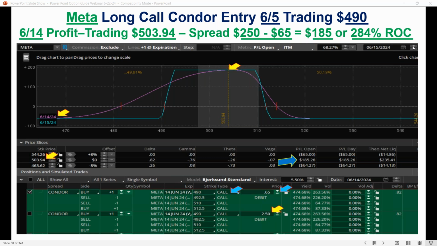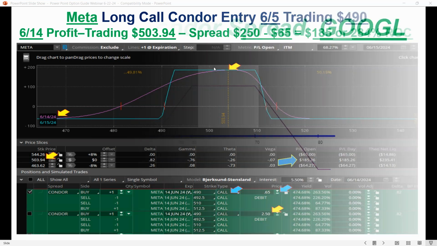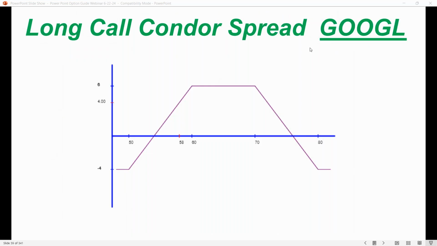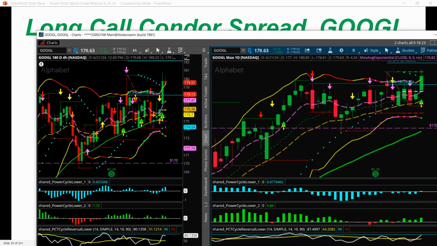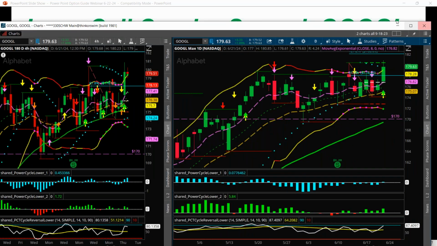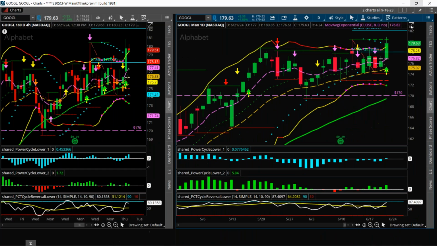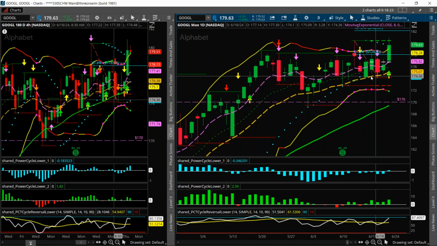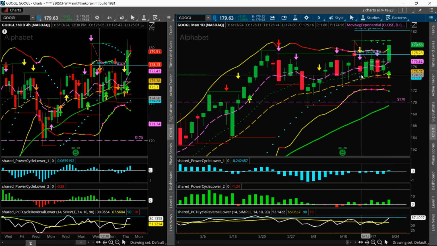Now here's one that we just did. This was one that we did Friday. This was a long call condor on Google. So we'll see how this turns out. Let me pull it up and I'll go through the trade and what we were looking at on this one. So here's Google. We're watching this. This is again what we call a volatility squeeze.